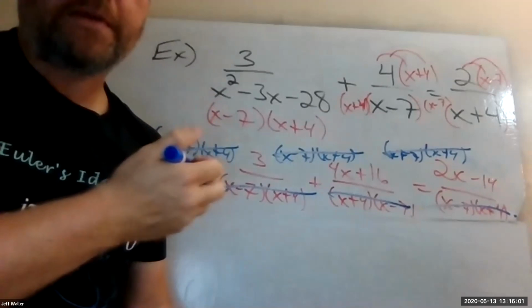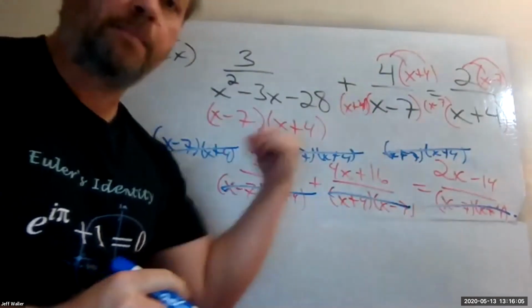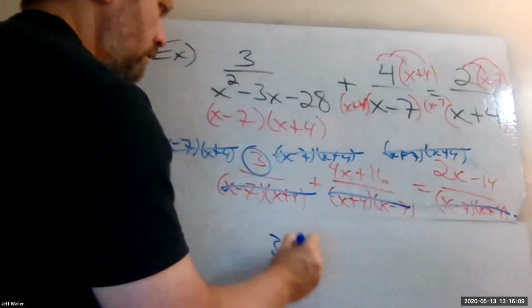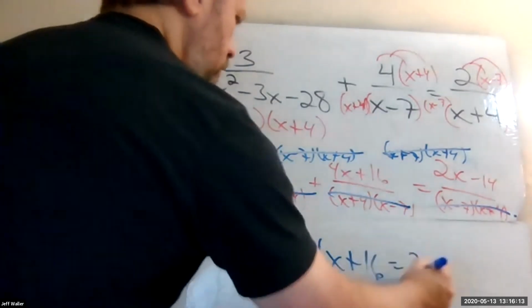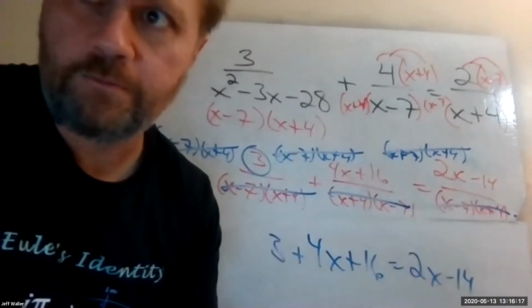And now you can see what's left. After that remarkably gross step, so much canceled. I'm left with 3 plus 4x plus 16 equals 2x minus 14. I mean, give me a break, right? That's almost too nice.